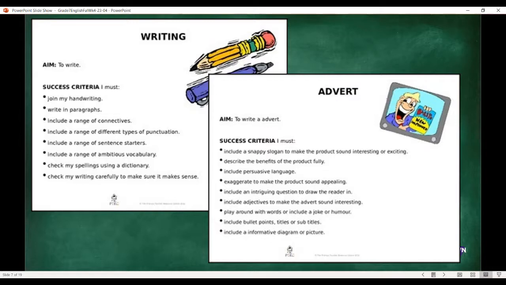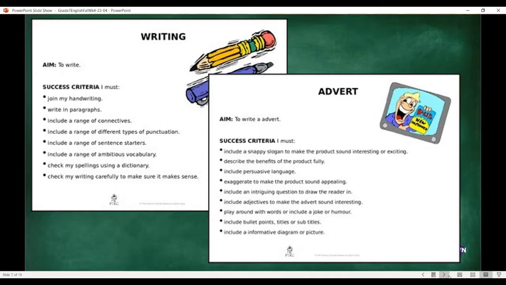Have we included a snappy slogan? Have we described the benefits? Have we included persuasive language? Have we exaggerated to make it sound appealing? Is there an intriguing question in my advert? Are there adjectives? Have I played with words and made a joke? Have I included bullet points or have I used titles or subtitles? Is there a diagram or a picture? So these are all little things that we need to consider when checking. It's almost like a checklist. Have we done this in our advert?